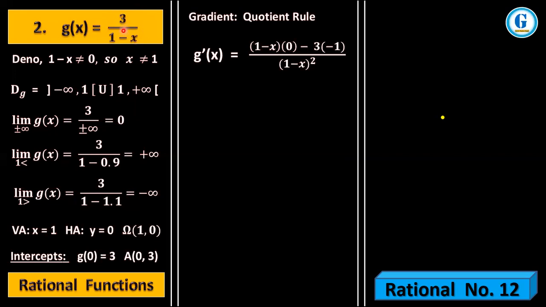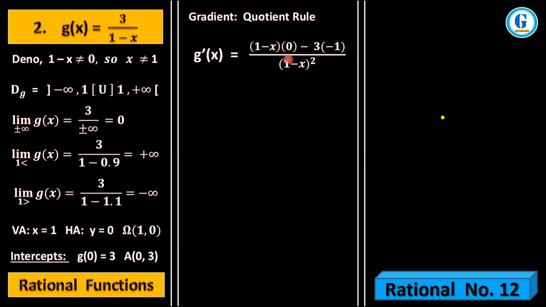Good, so since it's a rational function, we apply the quotient rule: keep the bottom constant, differentiate the top. Differentiate the constant, you have 0, minus the top constant, so minus 3, times the derivative of the denominator, which is minus 1. This is where students will make a mistake. They'll forget that it's supposed to be minus 1 and they'll put 1. This way things will get bad enough.